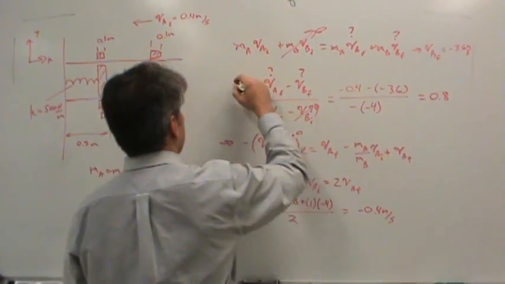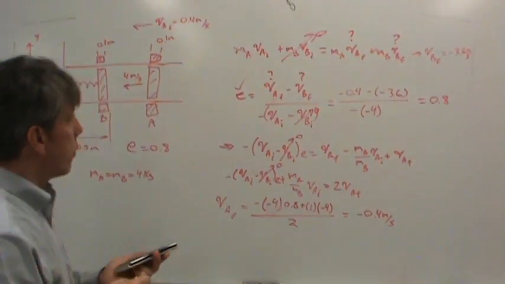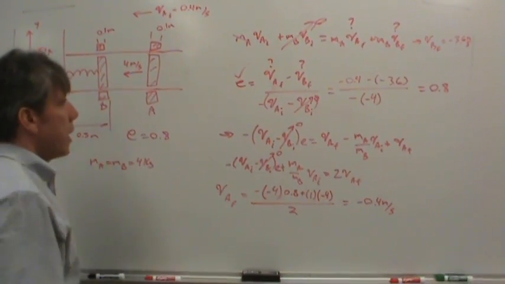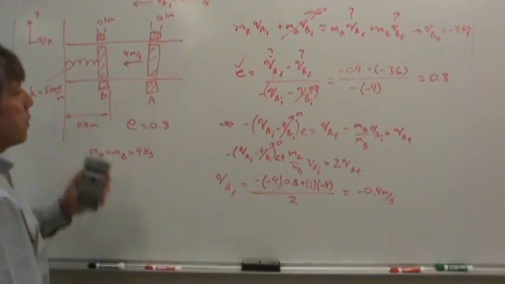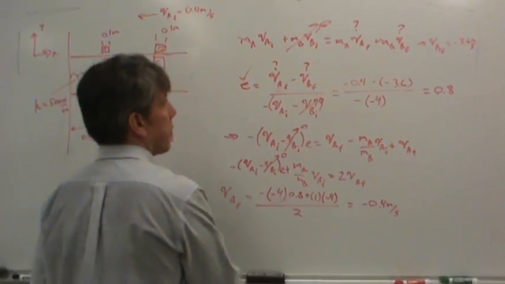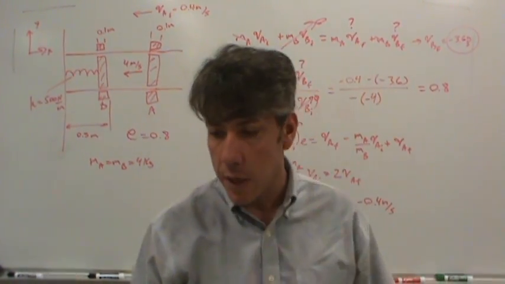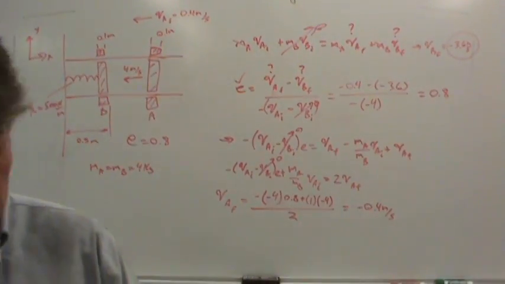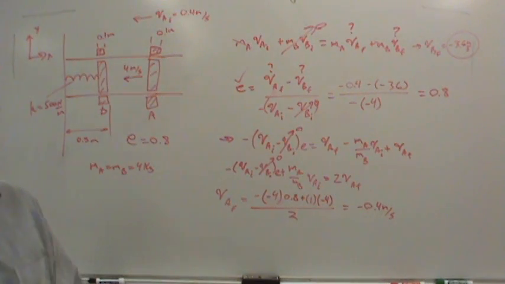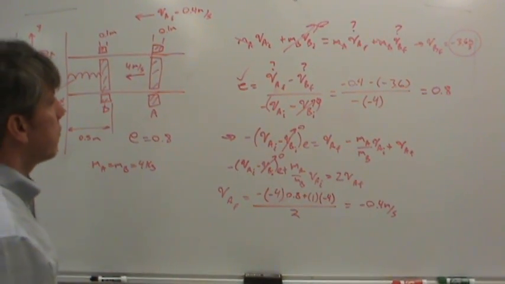And that checks because that's the correct value for the coefficient of restitution. So now we know how fast plate B is moving immediately after impact, and that's really all we needed. I went through and solved for the velocity of A because it was requested, but for part B, all we really need is the velocity of B.